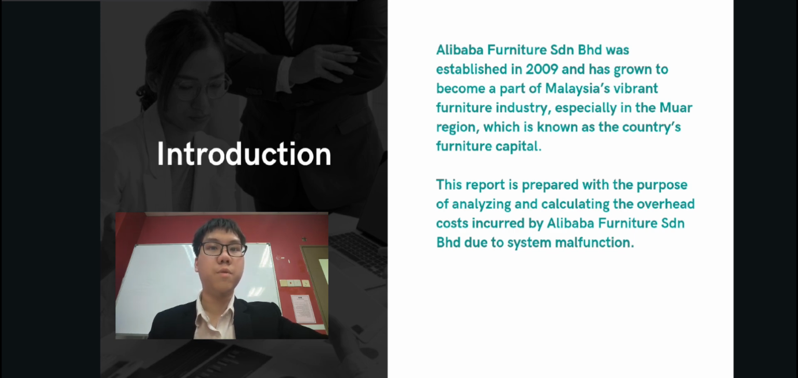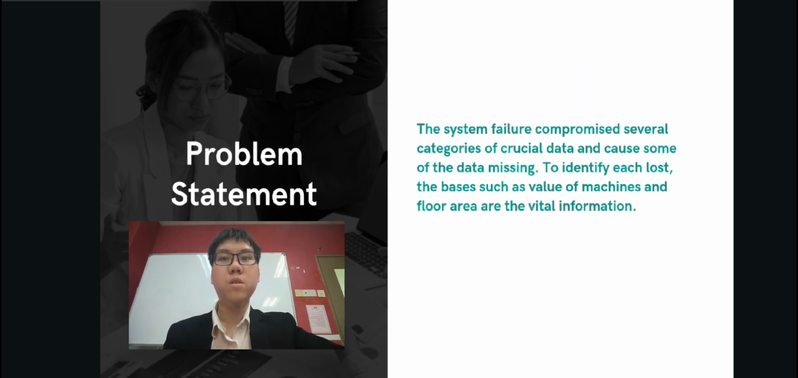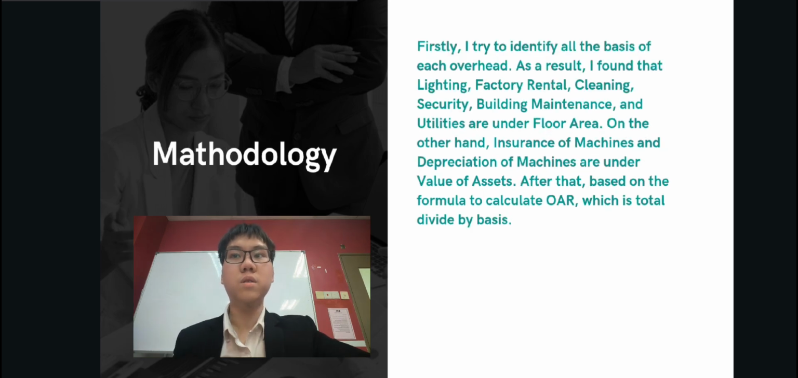This report is prepared with the purpose of analyzing and calculating the overhead costs incurred by Alibaba Furniture Sendirian Berhad due to system malfunction. So the problem statement is the system failure compromised several categories of crucial data and caused some of the data missing. To identify each loss, the bases such as value of asset and the floor area are the vital information in this project. So now, I have several methods to calculate the missing data.